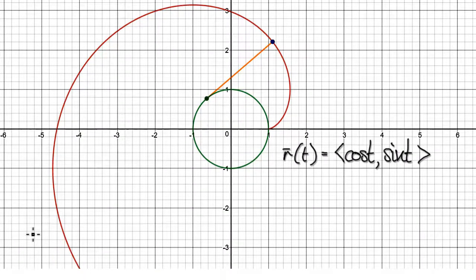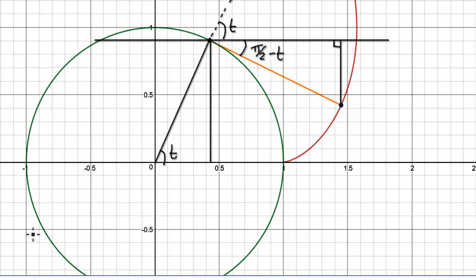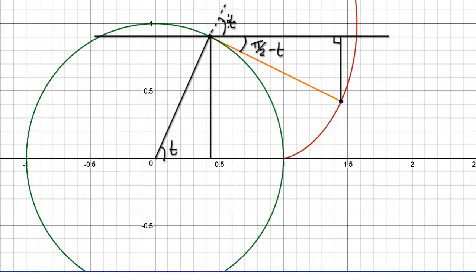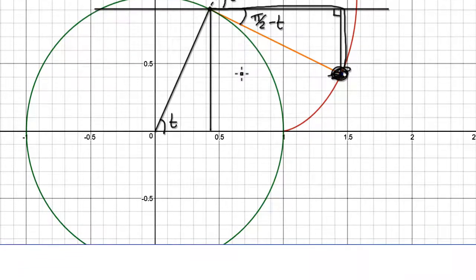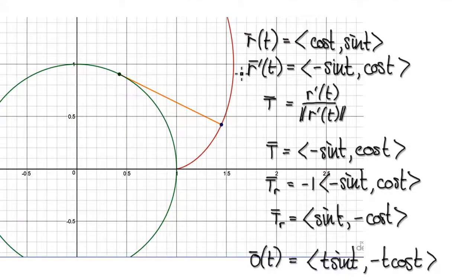Okay, so to do this, we could use geometry. We could say, oh, let's call this angle here T, and this is 90 degrees. So this must be 90 degrees take away T, and so on. We could eventually get to this point here by using geometry. But learning to use vectors is actually easier. It's easier on the mind. So let's try and use vectors.